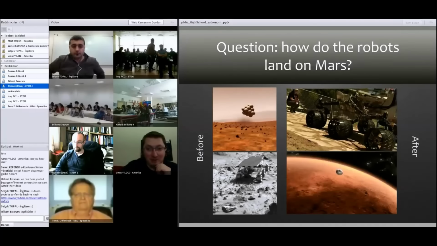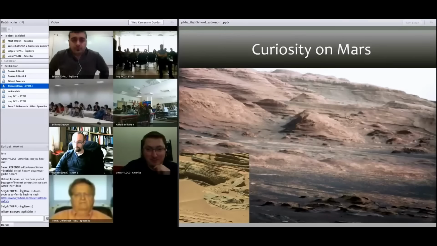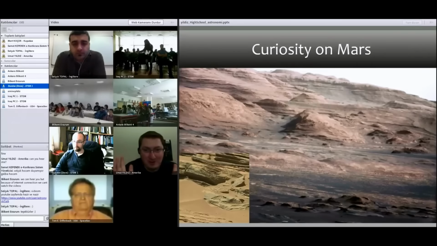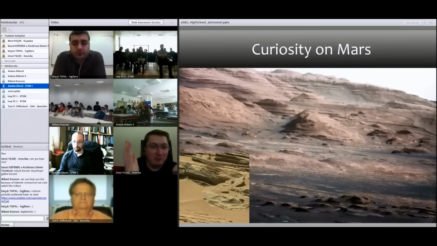It's a very big mission. And this is the picture from Curiosity. Think of your robot arriving hundreds of millions of kilometers away, and then it just takes a picture, just like you take a picture from your camera, and it's so beautiful. This is actually a picture from Mars, and it's so nice.